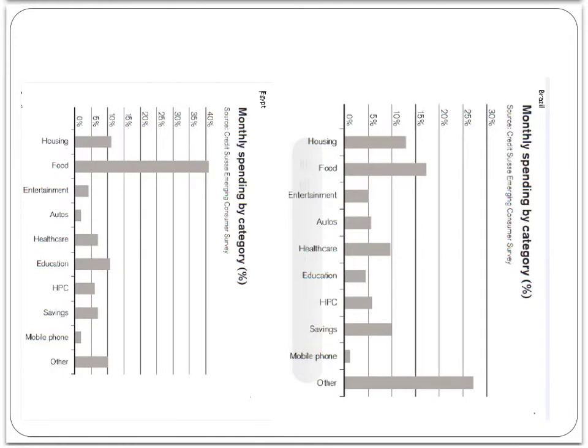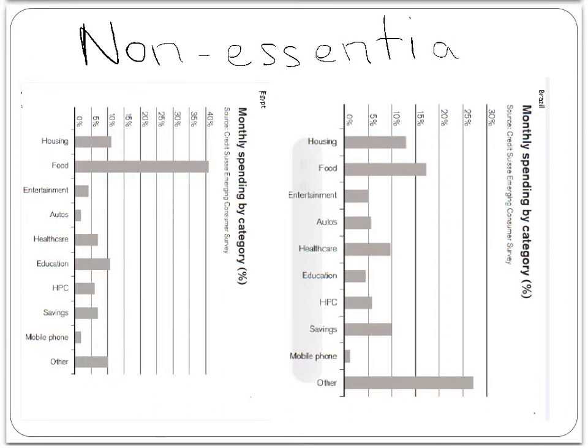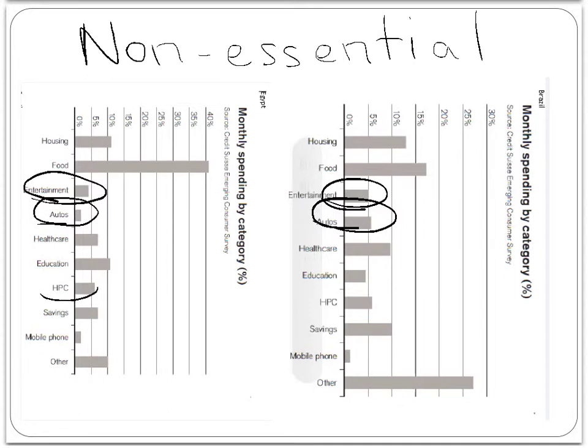Now I'm going to group together non-essential items or categories. Non-essential categories are things that are not necessary for life. These would include entertainment, automobiles, something called HPC, mobile phones.